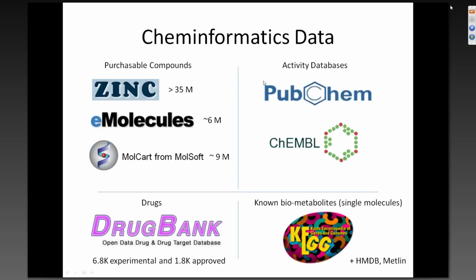And then on the other side of things, we have PubChem, where you've got chemical activity and the structure, and also the Chembl database. And then there's DrugBank. Both of these are fully accessible from ICM Chemist. You can search them and get a chemical spreadsheet from both of these sites. DrugBank contains nearly 7,000 drugs, experimental, and about 1,800 approved. And then there are other databases for biometabolites such as KEGG, HMDB, and Metlin.